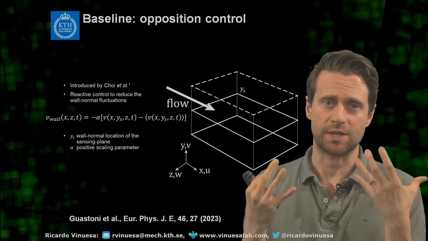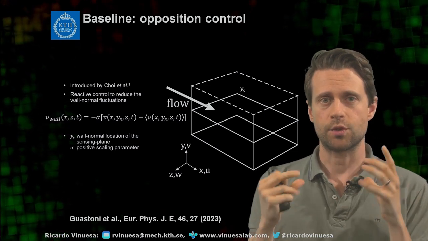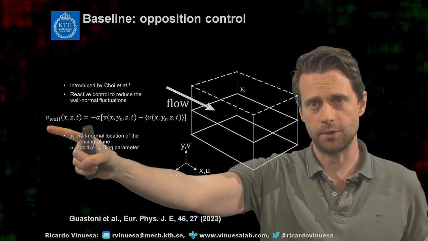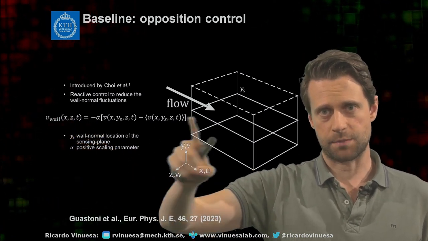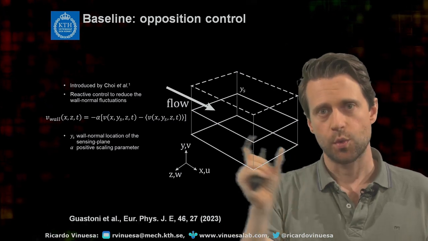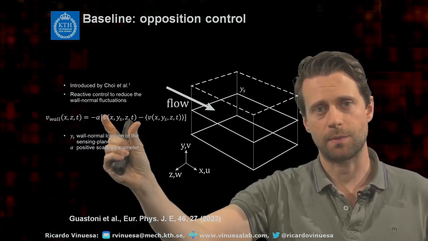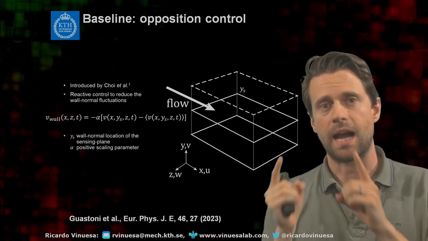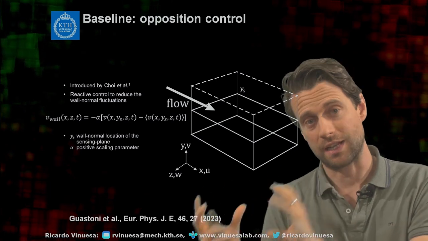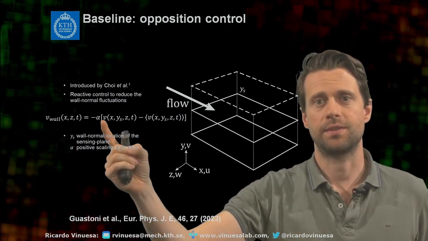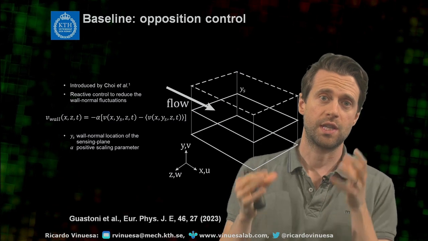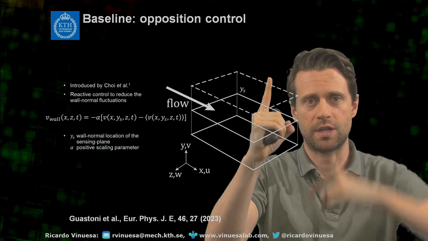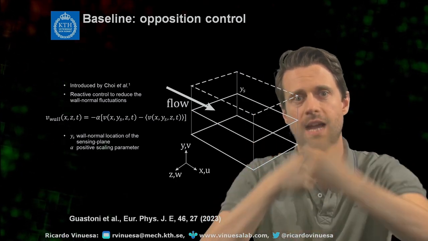And what you want to do with the opposition control is to apply a wall normal velocity at the wall. So this VW, which is given by this expression over here, in which we sense the fluctuations in the wall normal direction on this plane at y plus 15, and we want to cancel or try to cancel those fluctuations. So we have this negative alpha coefficient here, which is trying to do the following: when we have a vertical velocity in the near wall region, at the wall we want to have a negative velocity and vice versa.